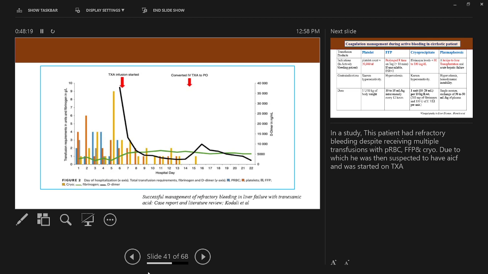Ultimately, around day 6, they sent D-dimer levels, and initially also they had sent a fibrinogen level, which, as you can see, was very low up to almost day 5 or 6. The D-dimer levels were markedly elevated around 6 to 7 days because somehow they couldn't send them earlier. When the tranexamic acid infusion was started, these D-dimer levels markedly reduced within a day or two of infusion, and the fibrinogen levels started to increase.